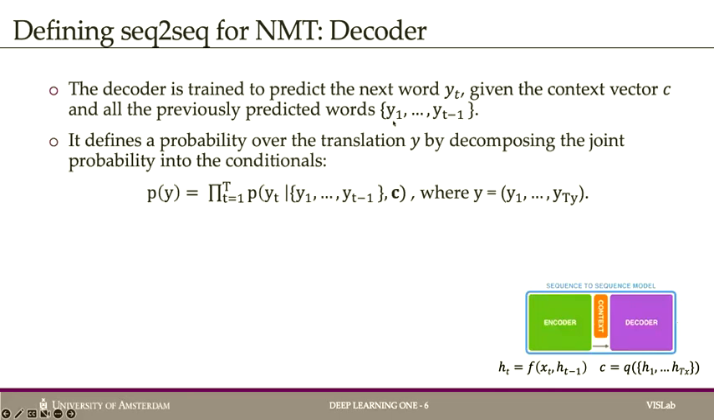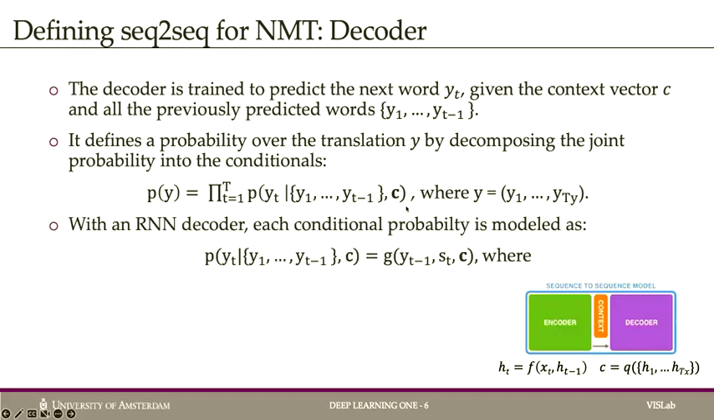In terms of how this works under the hood, it defines a probability distribution over the translation by decomposing the joint probability into conditionals. So we have something like this. What is the probability of generating this sentence Y? Well, we can tokenize that into words, so the probability of generating a word at a given time step T, given all previously generated words and this context vector, which is of fixed length.